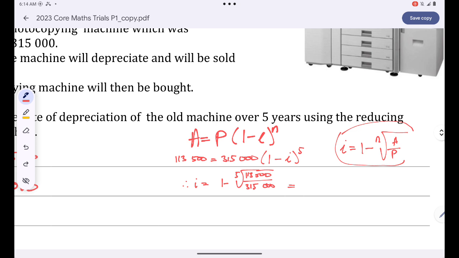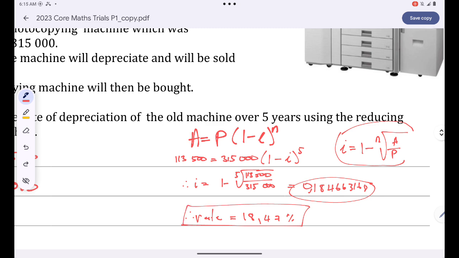Let me just punch my calculator: 1 minus the fifth root of 113,500 divided by 315,000. You'll simply get 0.184663168, and hence the rate of interest. I'm just going to multiply this by 100. That's 18.47%. So this is our depreciation rate, guys, over 5 years.